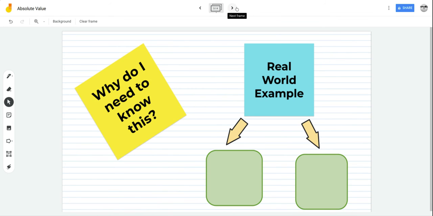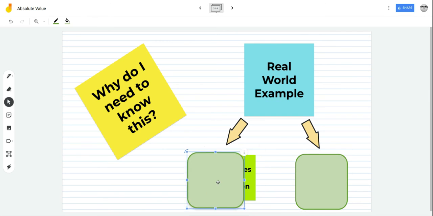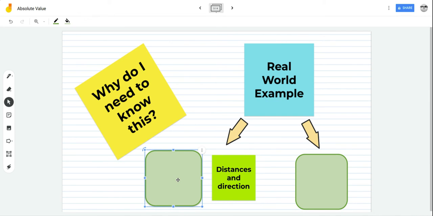So why do I need to know this? When do we use this in real life? Well, there are two main examples I could think of that you may have used in real life already. So the first one is distances and direction. So if you think of a compass, you think of north, south, east to the right, west to the left. When you tell someone to drive 2 miles east, you say, drive 2 miles east.